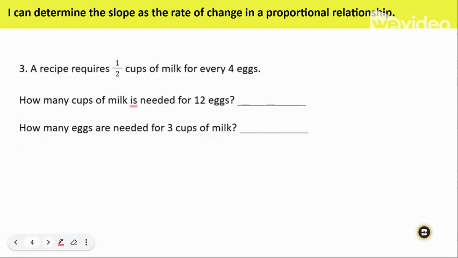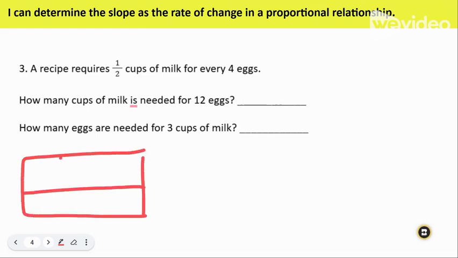Our last example is: a recipe requires 1/2 cup of milk for every 4 eggs. How many cups of milk are needed for 12 eggs? For this case, I'm going to use my table, but I'm going to set up a proportion. Remember how we use the proportion? So we have cups of milk and eggs. So here we have a half cup for 4 eggs. So for 12 eggs, how many cups of milk?